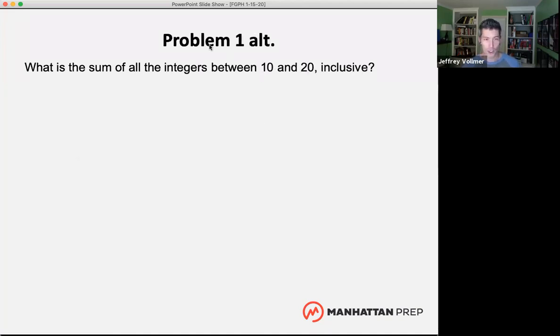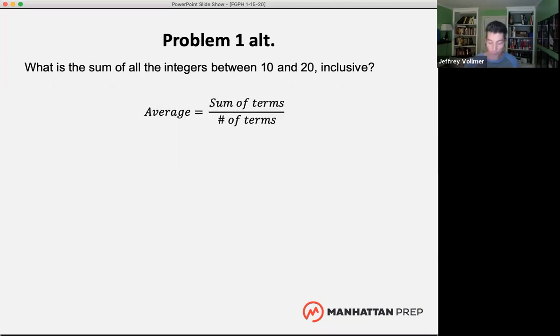So let's do an alternative version of problem one. Now, not the sum of a bunch of multiples of eight, but just integers between 10 and 20 inclusive. Some of the principles here we will take with us as we approach the original problem one. One thing that someone mentioned, I can't remember who it was because it happened 20 messages ago now, is that this problem set has to do with averages and sums. And I think that's a good way of putting it.